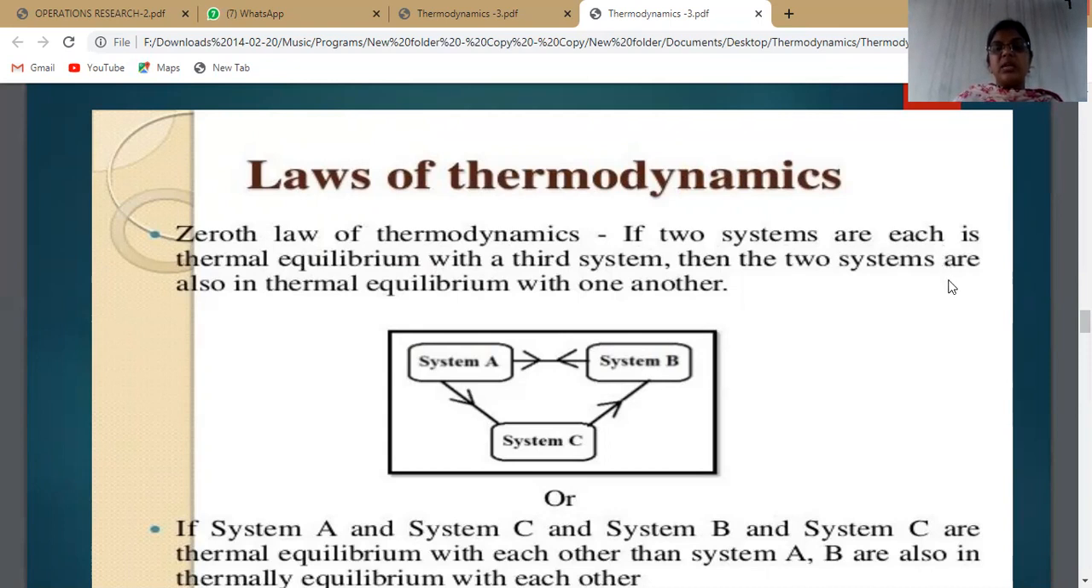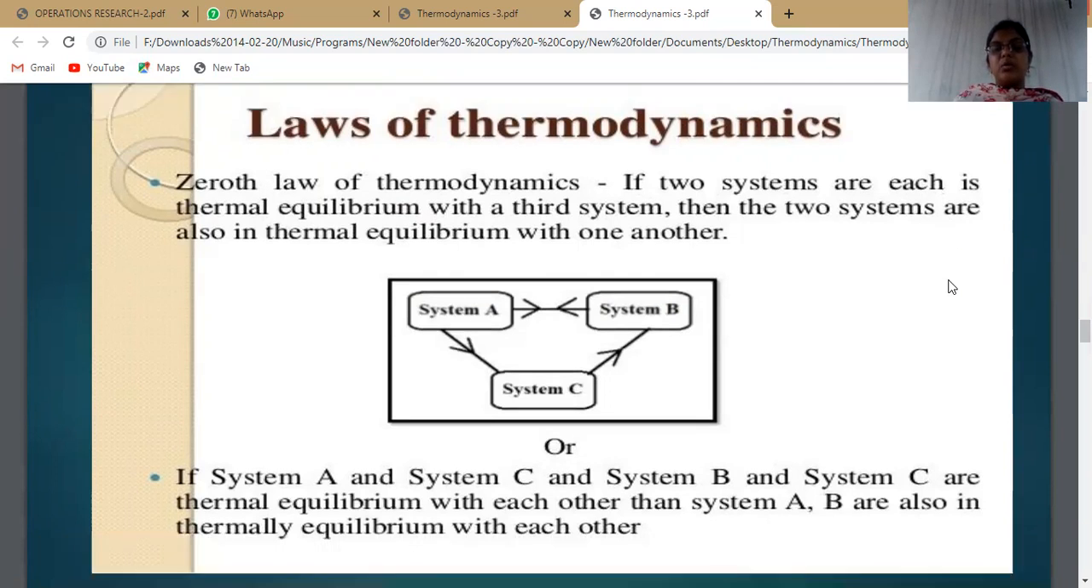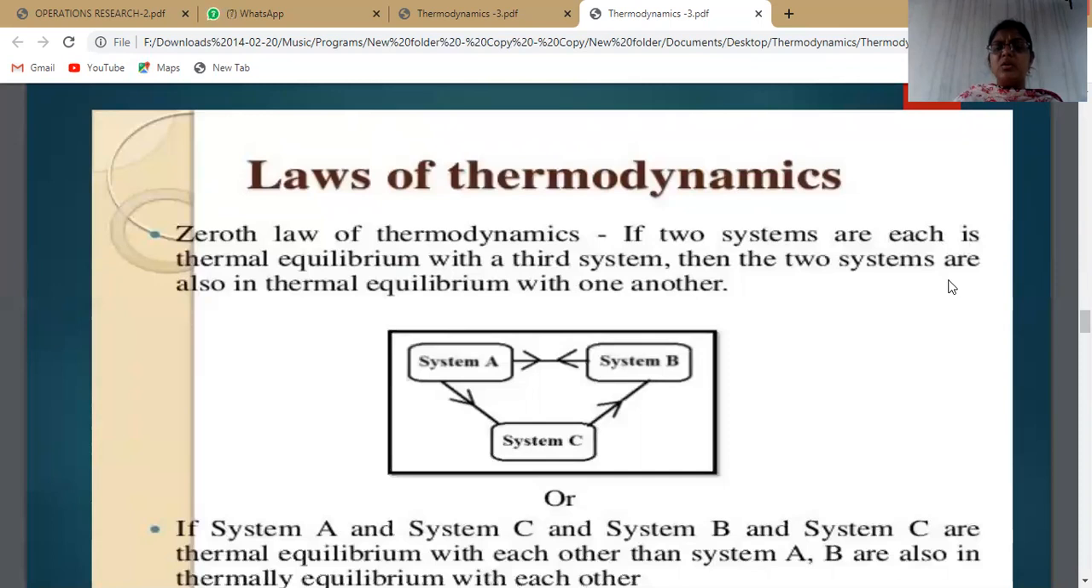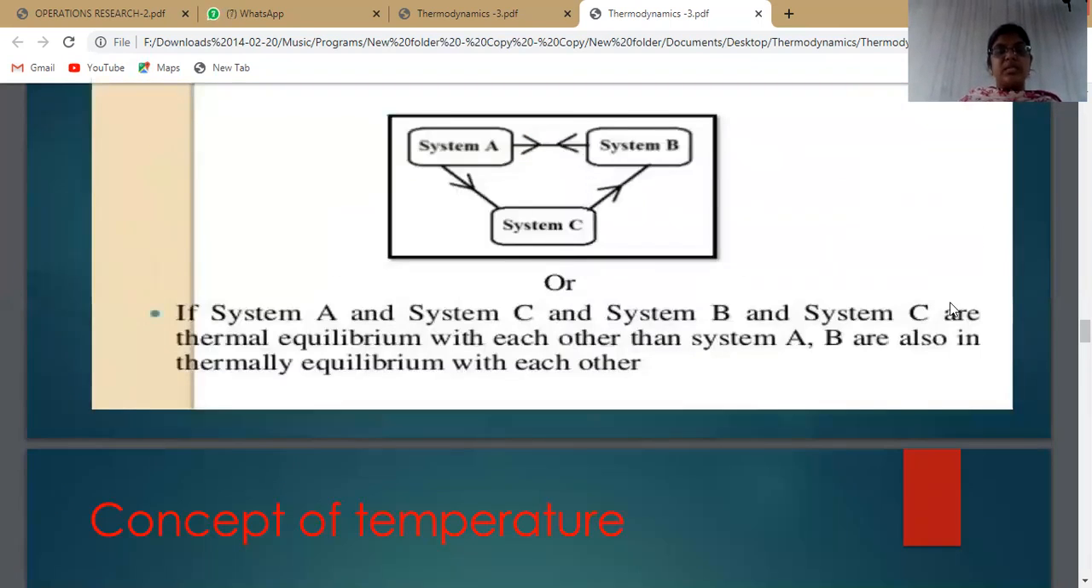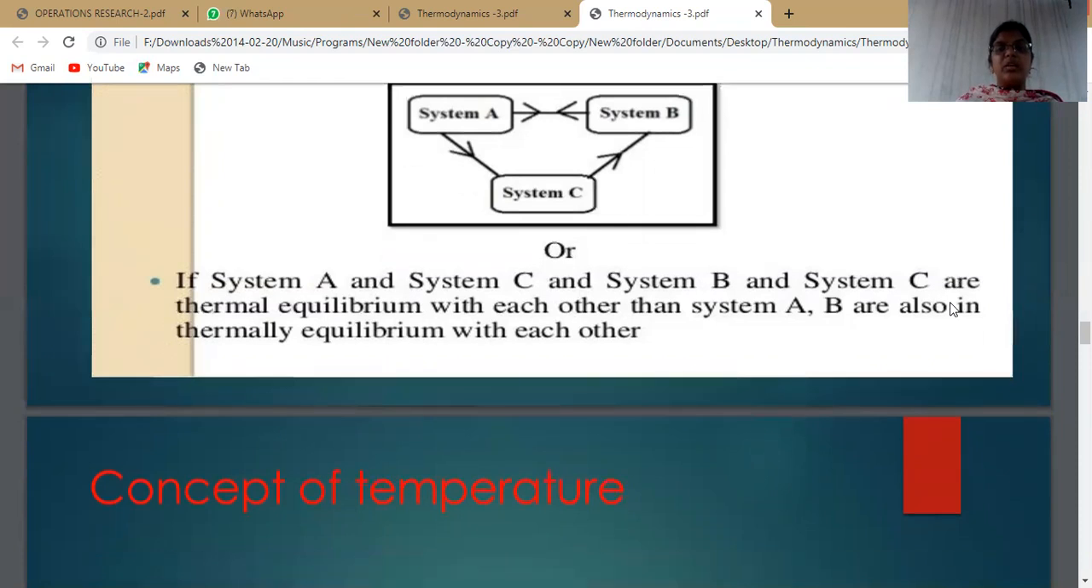So system C with A is in thermal equilibrium. System C with system B is in thermal equilibrium. So system A and B are also in thermal equilibrium. That is the zeroth law of thermodynamics. If system A and system B are each in thermal equilibrium with system C, then system A and B are also in thermal equilibrium with each other.